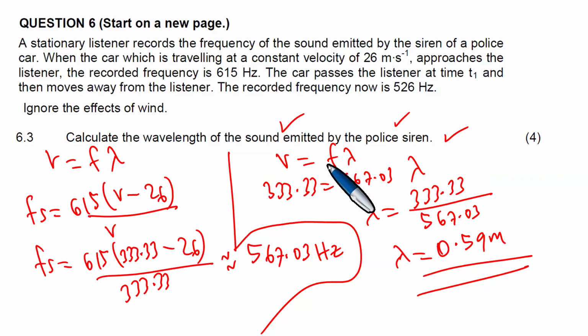So you need to remember that to calculate wavelength, V equals speed equals frequency times the wavelength. But obviously there are at least two frequencies: the frequency of the source and the frequency detected by the listener. Those are the kinds of things you need to take note of.